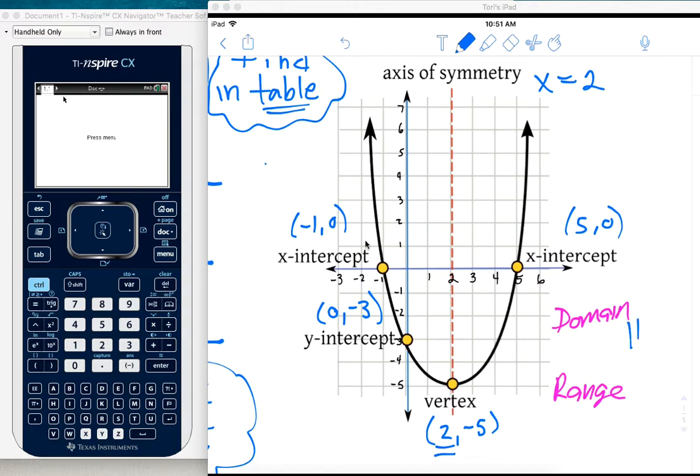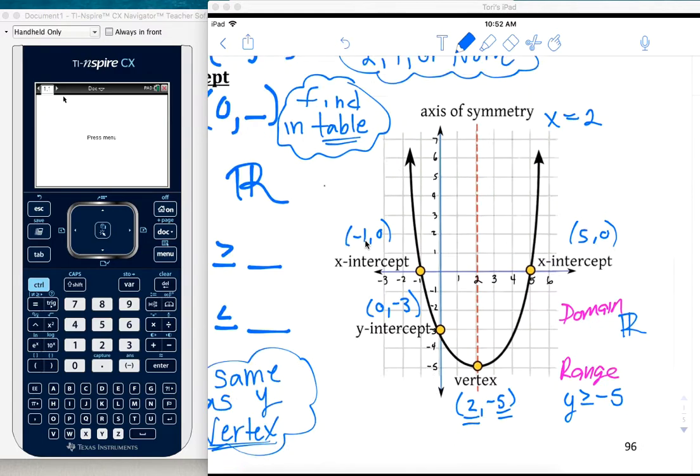Domain, we're lucky, it's all real numbers all the real time, and our range is y. We take the y number out of our vertex, -5, and then we're going to decide, am I greater than that or less than that? Well, in this case, I'm greater than or equal to because I'm going to be going greater, higher, up than where the vertex is. Okay? Take a second, write those down. I will meet you on the next page.